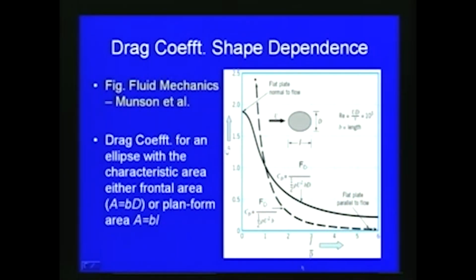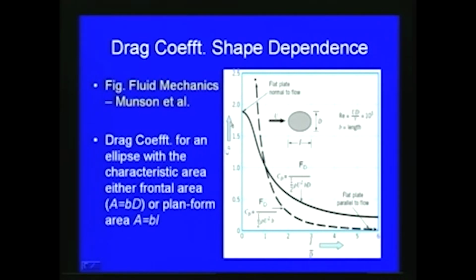Now, in this slide, a graph is taken from the fluid mechanics textbook by Munson et al. The shape dependency of the drag coefficient is plotted here. You can see the drag coefficient for an ellipse with the characteristic area, either the frontal area, that is A is equal to B into D, where B is the length and D is the thickness here, or the platform area, which will be A is equal to B into L.